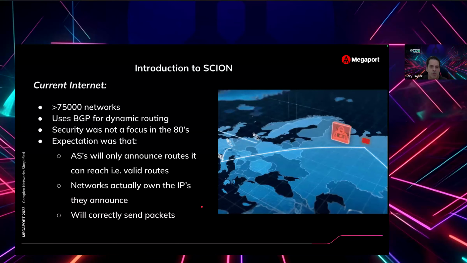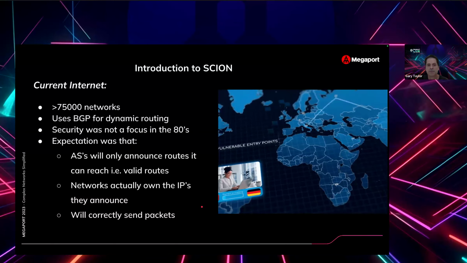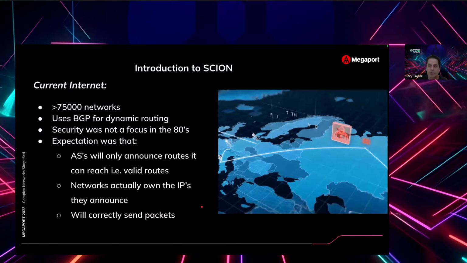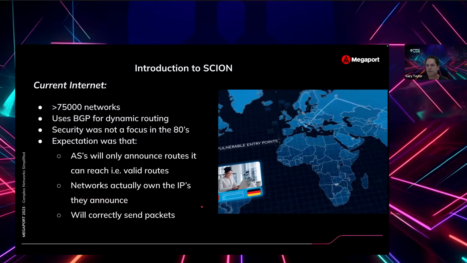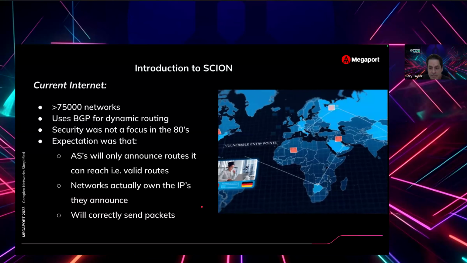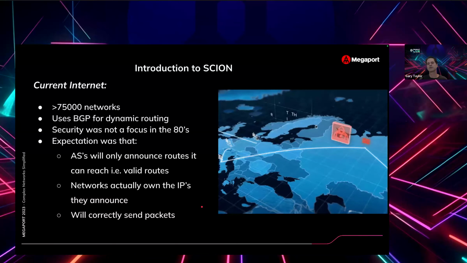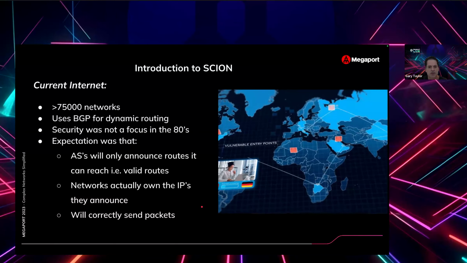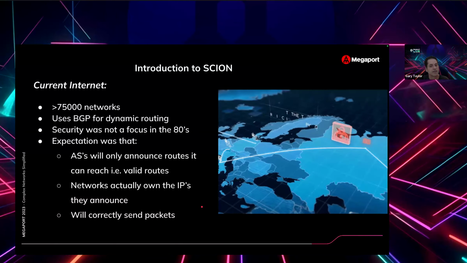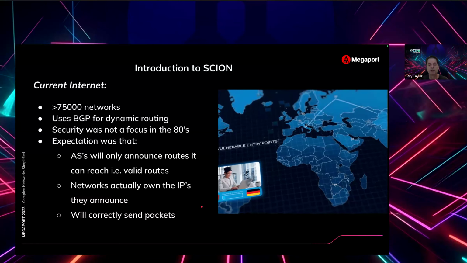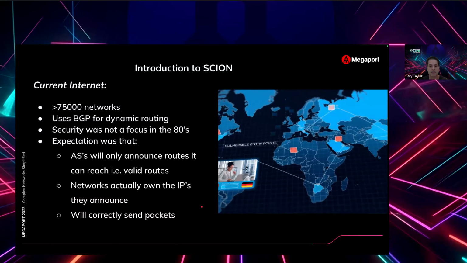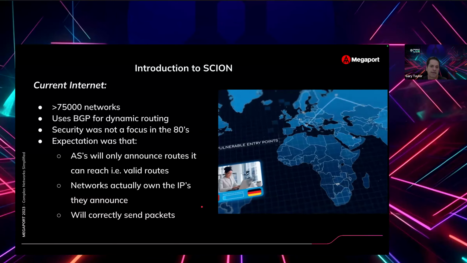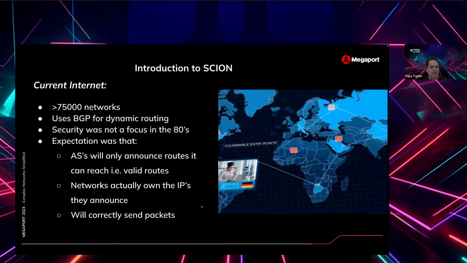The expectation was that all ASs, autonomous systems, would only announce routes that they can reach, so valid routes. And obviously, there's a view that the networks would actually own the addresses that they announce. And logically, that the addresses that they own, they would then correctly send packets to the other side. Now, obviously, that's not the case. And their assumption was there would be nothing malicious in how BGP is operated. And we know 35, 40 years later, that is not the case, and it is very much an untrusted global network.